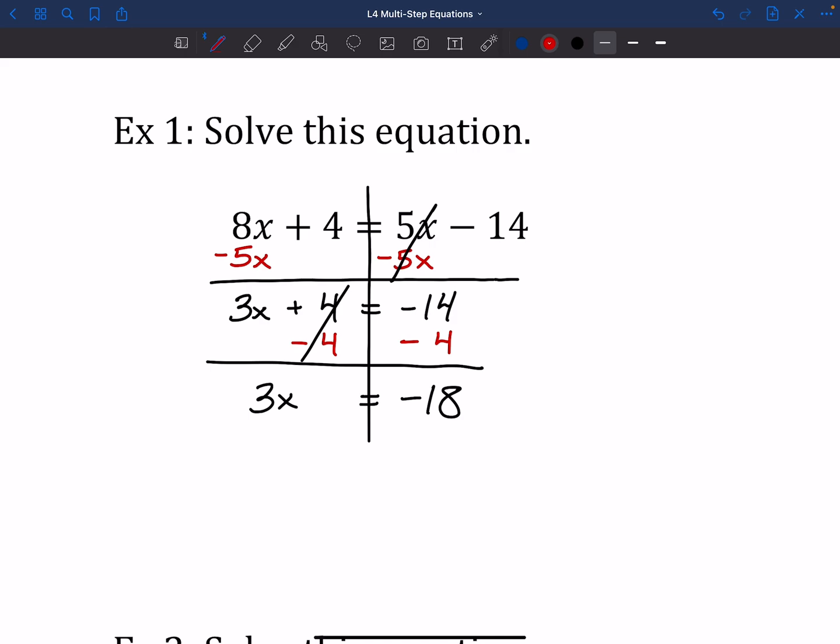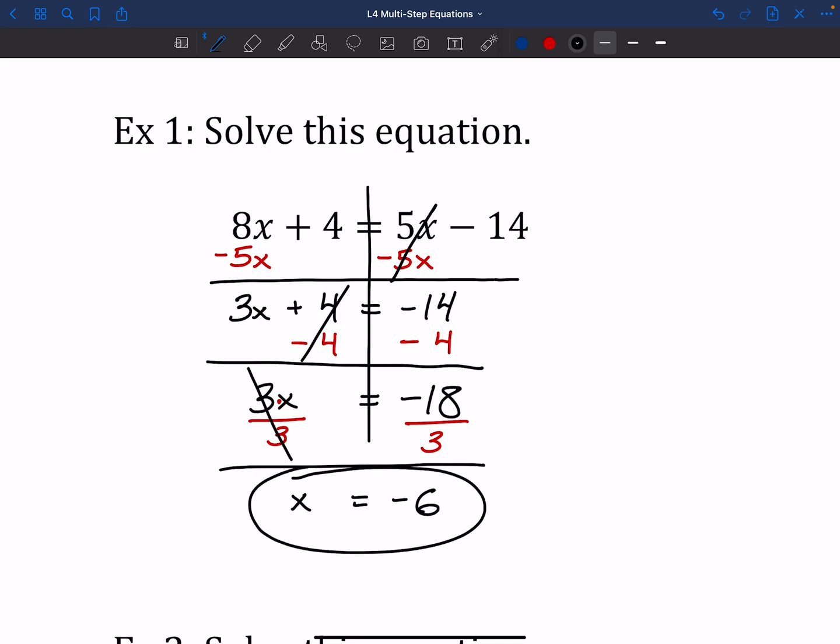Last step. We have 3x. And remember just what I was talking about a little bit ago? 3x is really 3 times x. So what we need to do to undo that is to divide by 3 on both sides. All right, so on the left side, those 3's are going to cancel each other out. We're going to get just x. We've got an equal sign, and then negative 18 divided by 3 is negative 6. Cool. Once we get to that, x is by itself. We know what it's equal to. That's it. We're done.